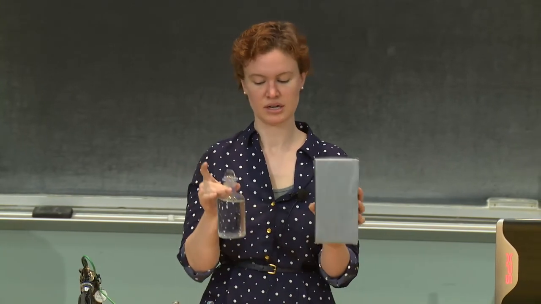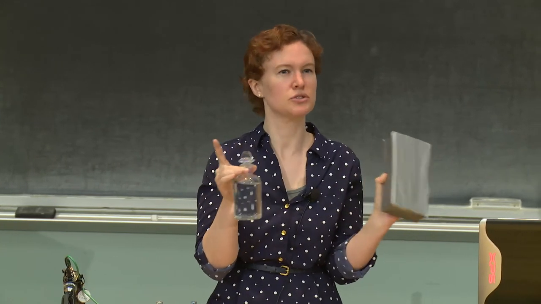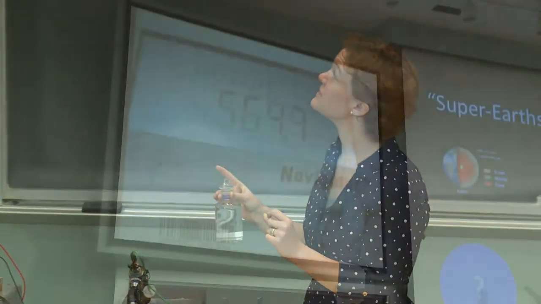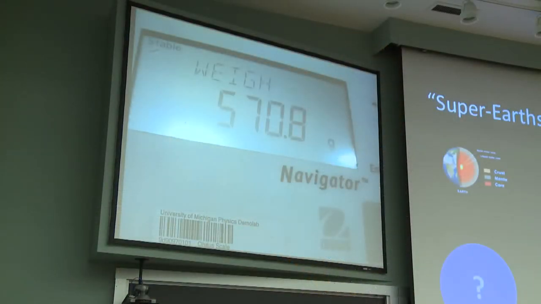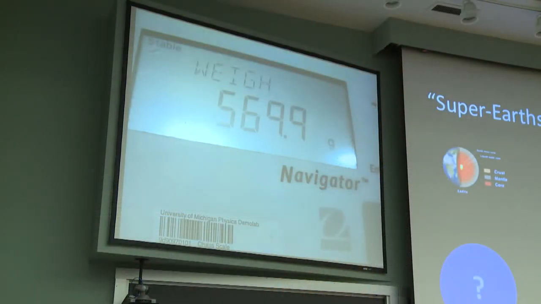So these aren't exactly the same size. But if I had an extra week, I could probably make two objects that were more the same size. So just play along with me here. Let's say they're the same size. And this is, by the way, wood. And so if we look at the mass of this, 570 or 571, and if we look at the mass of this, 570, same.